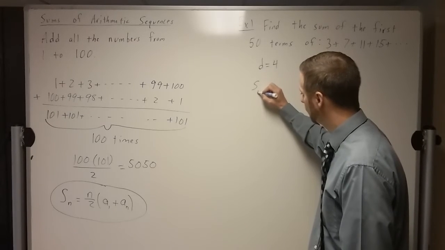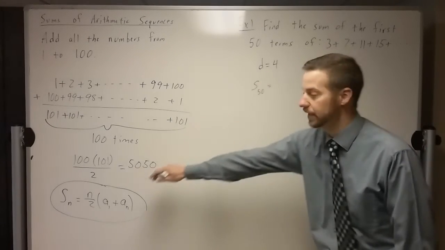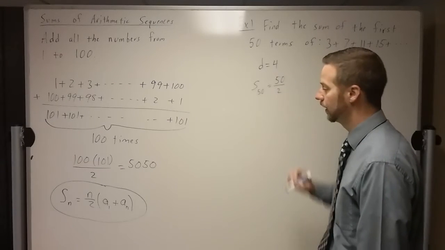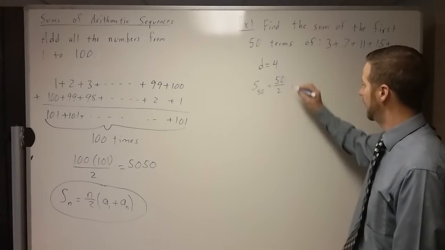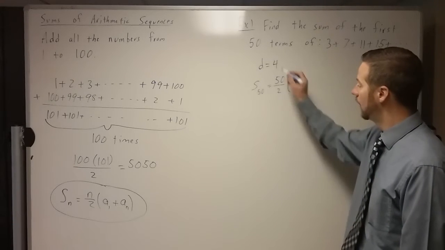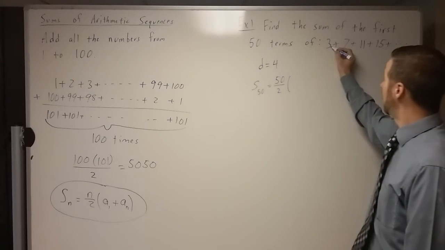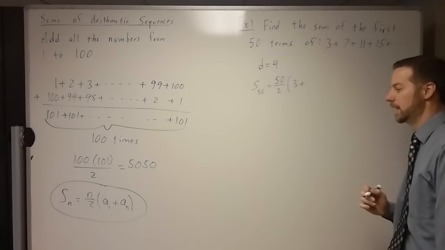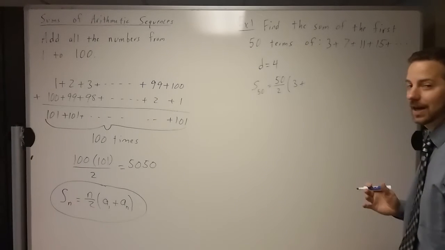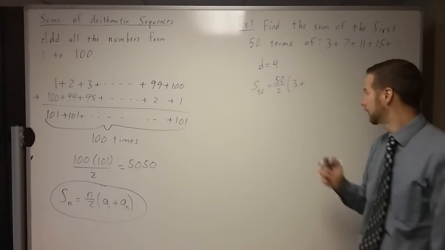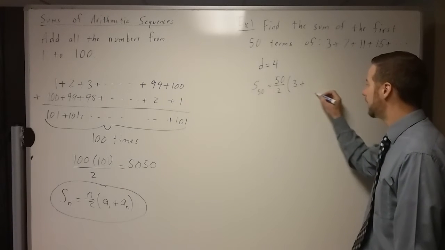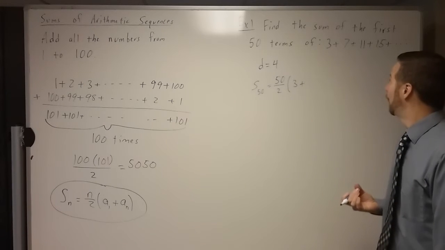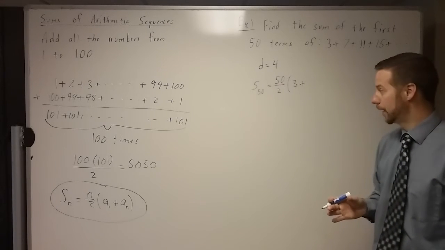So the sum of the first 50, S sub 50, using that formula, equals 50 over 2, because n is 50, we're finding the sum of the first n terms, 50 terms. And so a sub 1, our first term, is 3, plus a sub n. Well, n is 50. Now here's where we hit a slight snag. What needs to go right here is the 50th term of this sequence. We don't know the 50th term of this sequence right away.